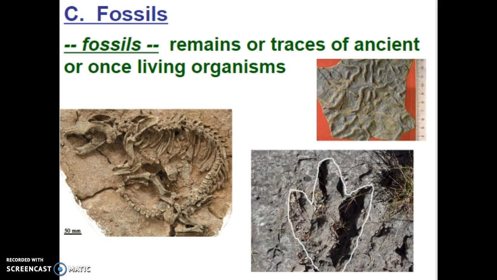The fossil record, of course, is the best physical evidence that we have of remains of ancient organisms that lived long before humans got on the planet. Fossils are remains or traces of an ancient or once living organism. Fossils do not always have to be bones. They can also be tracks or prints. They can be leftover nesting sites. Anything that proves that something was living at one time can be considered a fossil.